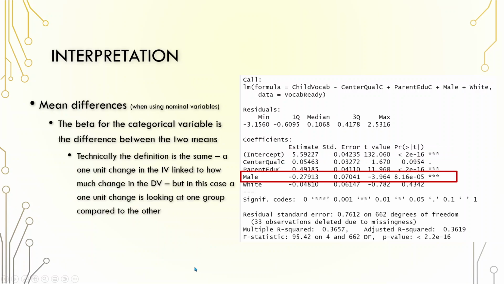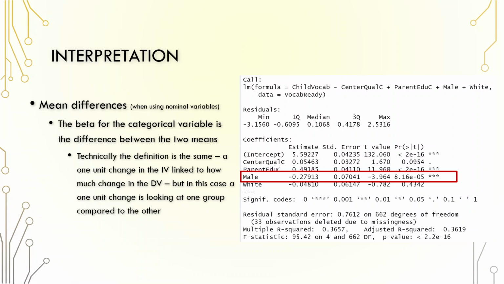Or you could also do the math yourself. The beta, or the estimate, or the regression coefficient, the semi-partial correlation, for that nominal variable is the difference between those two means. So if we were to round this, this is saying that males on average score 0.28 lower on that dependent variable, in this case the children's vocabulary scores, than do females. And so we could do that math ourselves. We could do 5.59 minus 0.28, and that would give us the average for males. Okay.